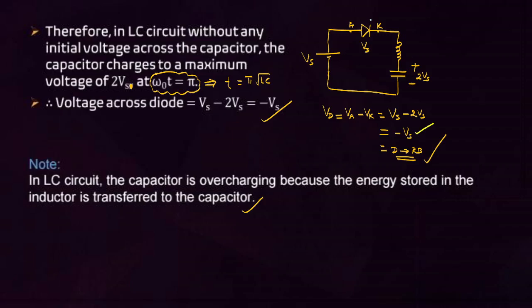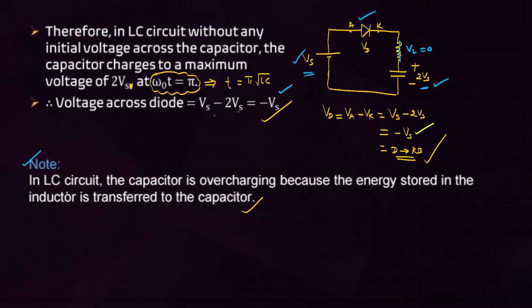Then what is the steady state voltage across the diode? At steady state condition, we know that the inductor acts as a short circuit. Voltage across the inductor equal to 0 at steady state condition. Capacitor voltage is 2 Vs. Supply voltage is Vs. If supply voltage is Vs and capacitor voltage is 2 Vs, then what is the voltage across the diode? Voltage across the diode equals Vs minus 2 Vs, that is minus Vs.